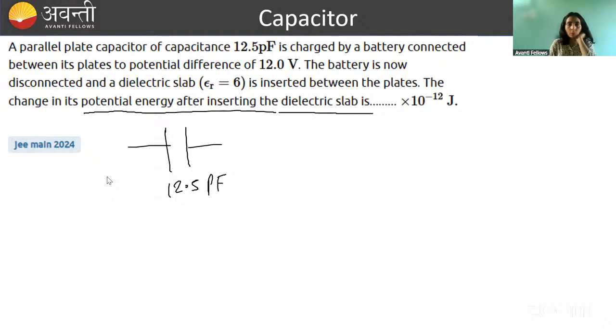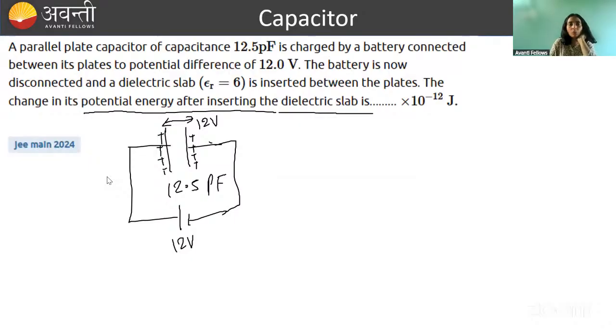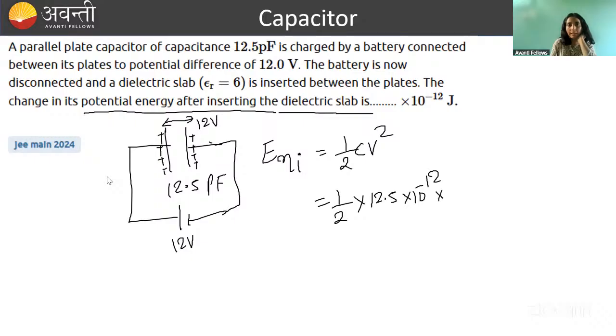Let's check. The capacitor is something like this, with a capacitance of 12.5 picofarad, and what is happening here is we are charging it with the help of a 12 volt battery. If we charge it with a 12 volt battery, it means finally the potential difference between the plates of the capacitor will be how much? 12 volt, right? So what is the energy stored initially? It will be half CV squared. So what value will you write for C? 12.5 picofarad. Pico means 10 to the power minus 12.